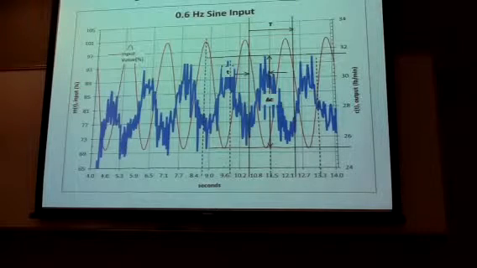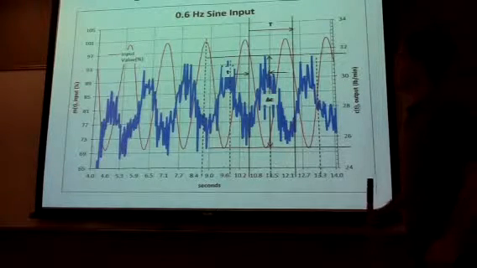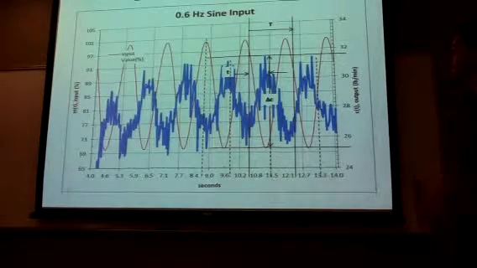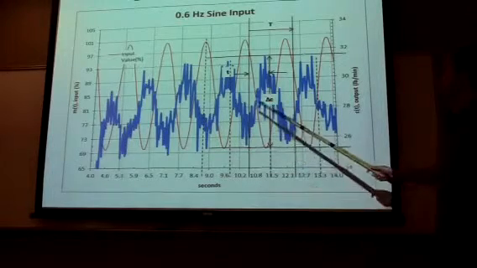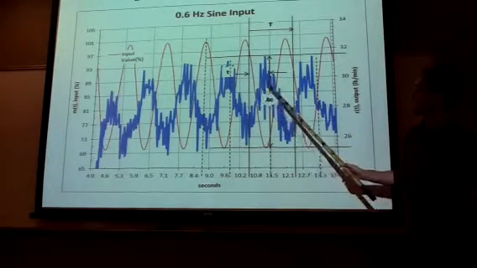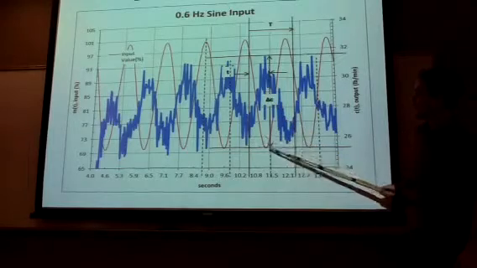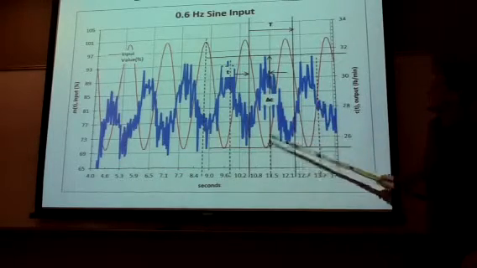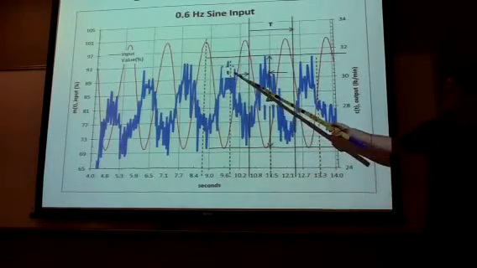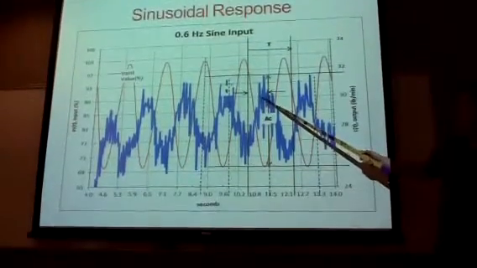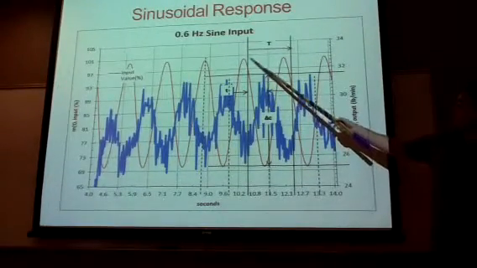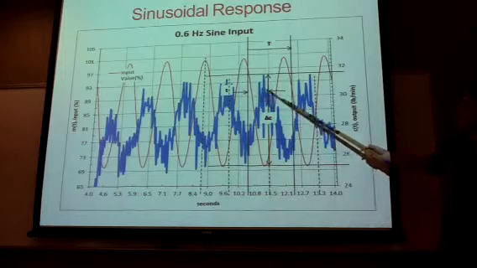All right, here's a graph for our sinusoidal response for 0.6 hertz. And our delta C is right here. Our T is right around here. Our tau is from here to here.